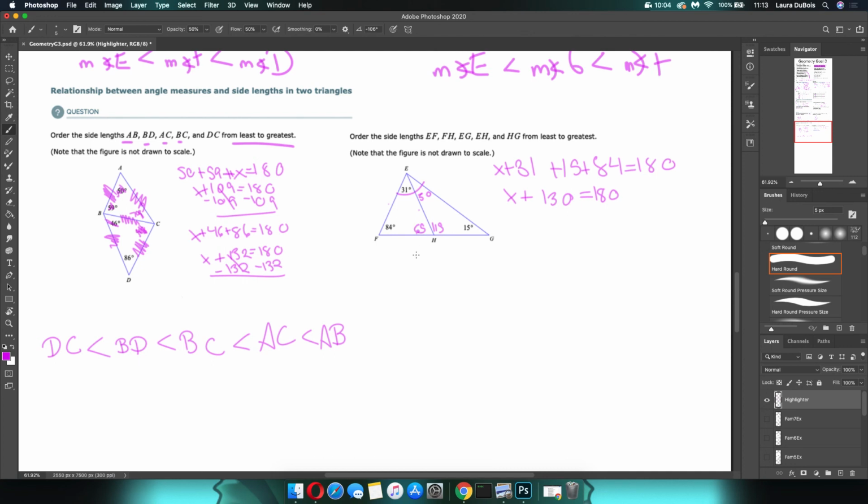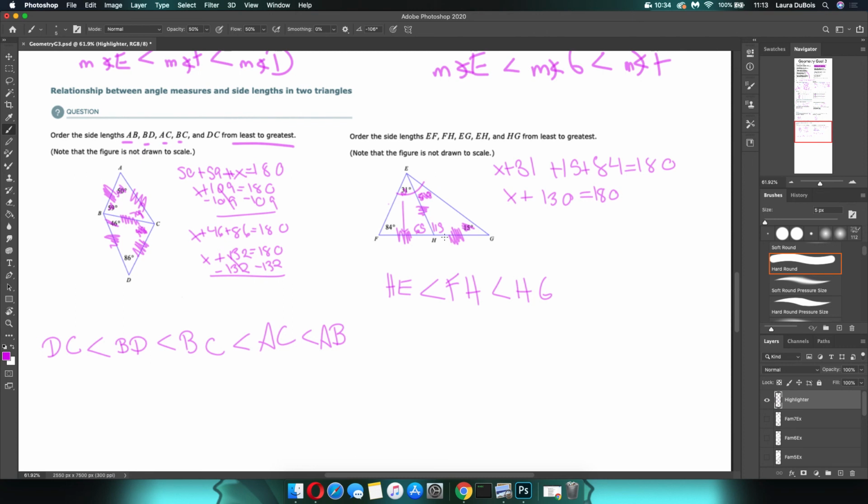What's our smallest angle measure? The 15. So what's our smallest side? It's going to be HE. Okay, so that side's been taken care of. After 15 is 31. 31 goes across to FH, so that side's been taken care of. And again, I'm crossing off the sides as I go. After 31 is going to be 50, which is HG. So 50 is taken care of because we took care of the side across from it.